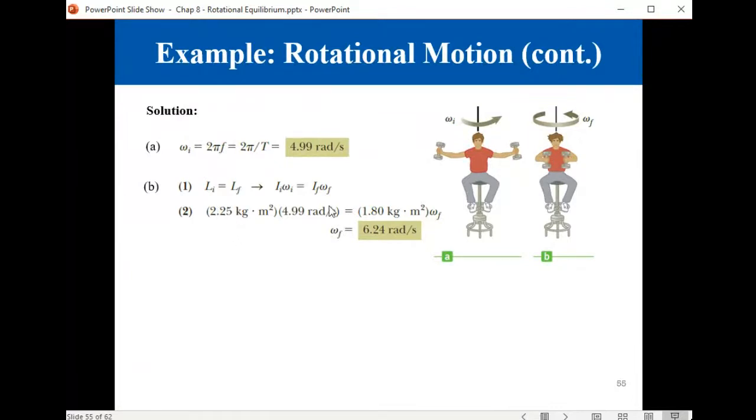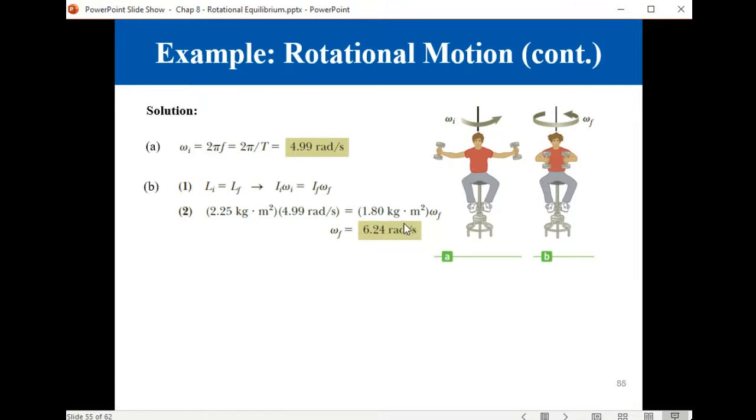Now, the system is isolated from its surroundings, no friction there. L initial equals L final. That is to say, I initial omega initial equals I final omega final. So I initial is 2.25 and omega initial is 4.99. I final is 1.8. We have omega final, one unknown in this equation. We solve for omega final. It is 6.24 radians per second.